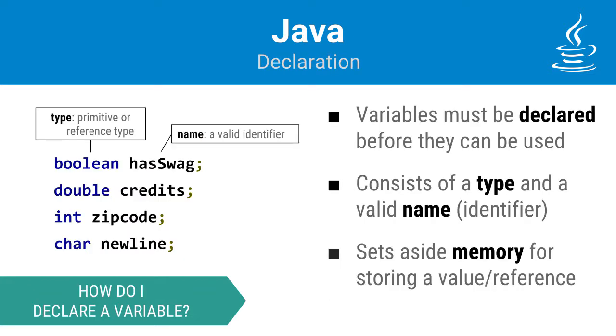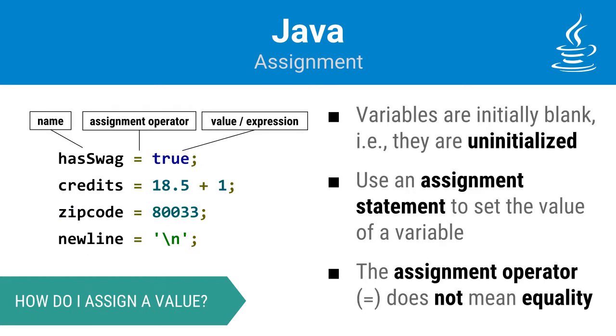Variables need to be declared before they can be used. In other words, Java needs to know the name you intend to use and the corresponding type of information you seek to reference or store within it. When you declare a variable, it is initially empty. It is uninitialized. When it comes time to set the value of one of your variables, you use what's called an assignment statement. Start with the name of your variable, followed by the assignment operator, the equals sign, and the value to assign to that variable.